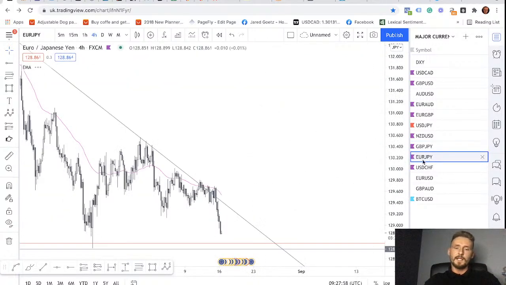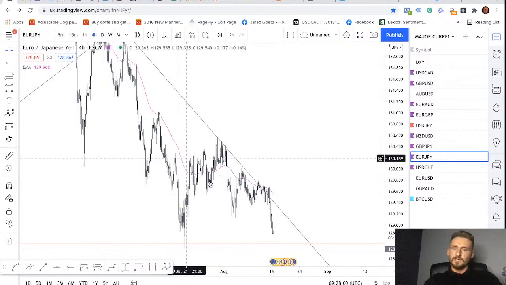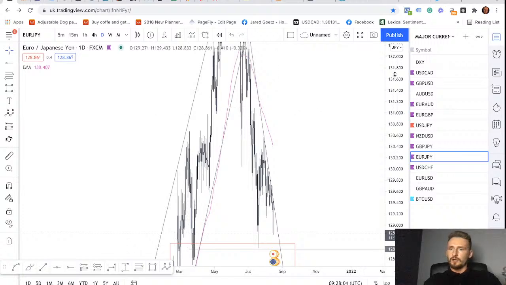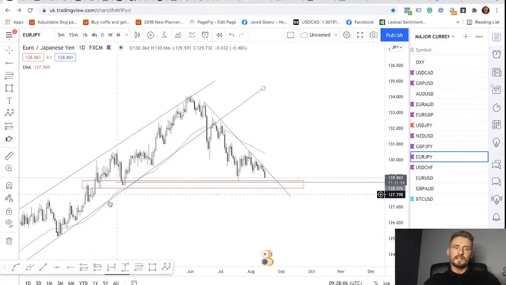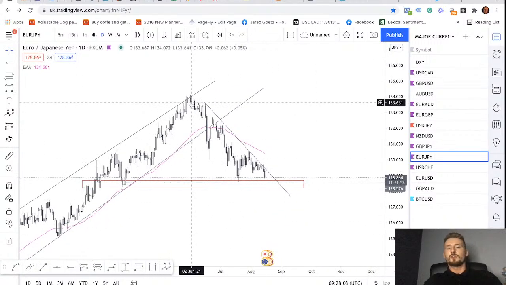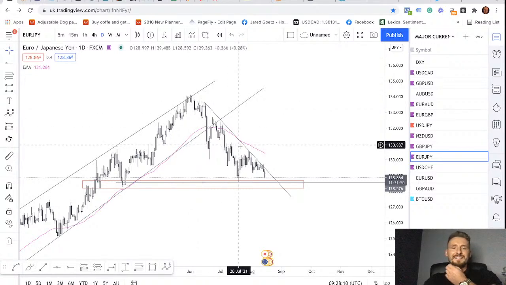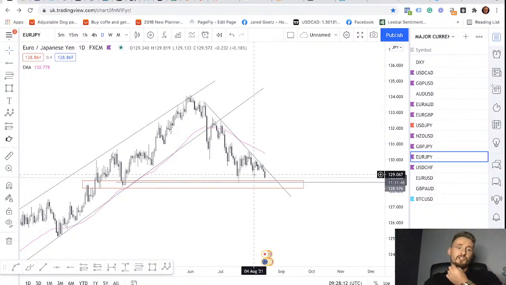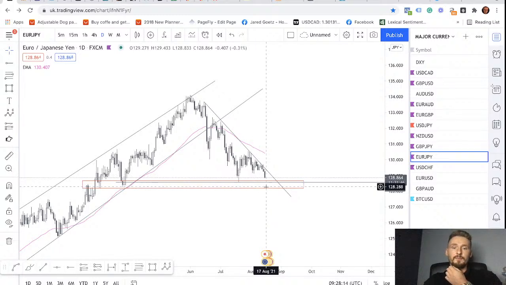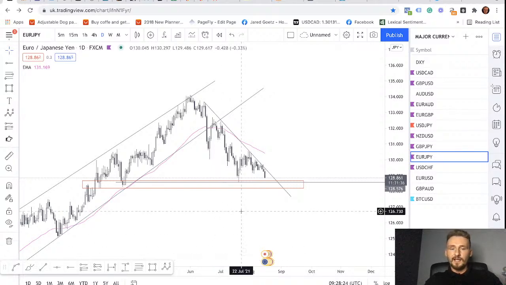So Euro JPY, again, coming back down to a real nice area. I'm not going to bore you with this one, but on the daily, you can see what we're looking at here. We did have that really strong bullish channel. We're coming back down to retrace now, and then we're just pretty much going to see what happens when we do approach this area around about the 128.600 handle. So again, nothing too advanced.